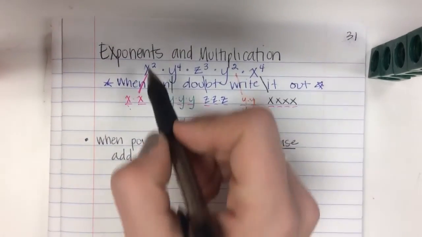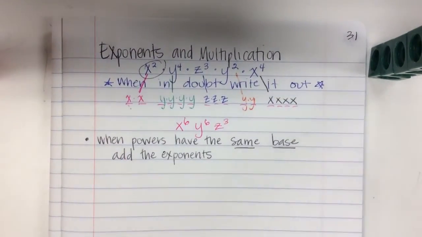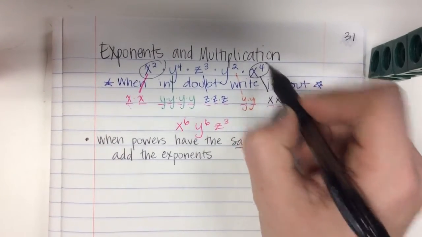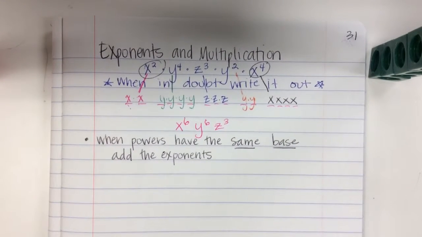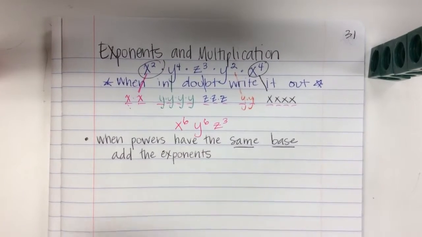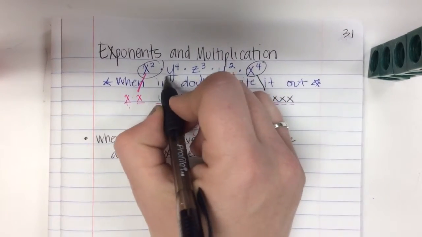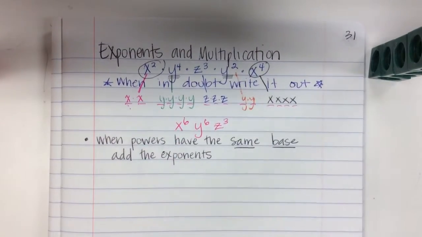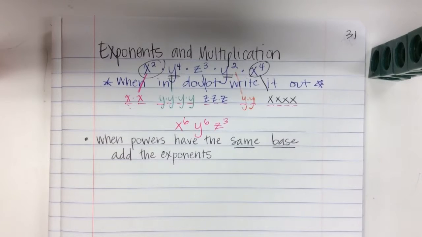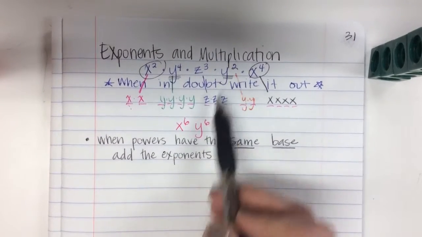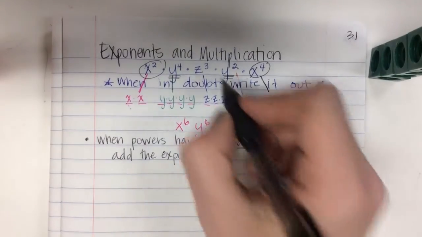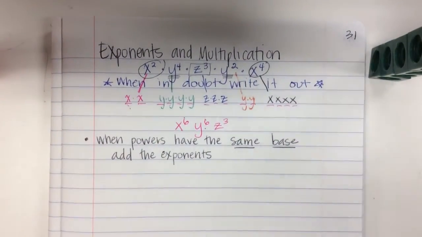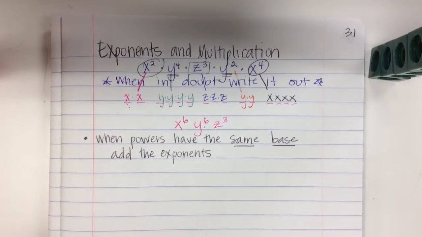Because look, x squared and x to the fourth, 2 plus 4 is 6. And y to the fourth and y squared, those are the same base. They're both y. And 4 plus 2 is 6. And then z to the third is all by itself, so it's z to the third. It doesn't get added to anything. When powers have the same base, all you do is add the exponents.